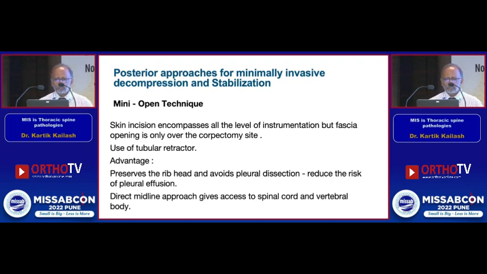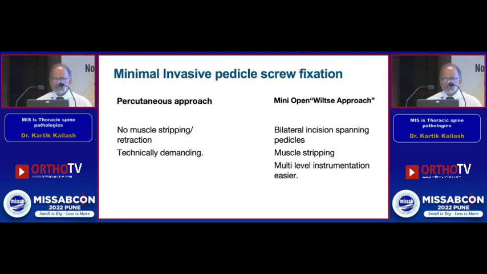Posterior approaches could be due to a mini-open technique, where you have instrumentation, but fascia opening is only over the corpectomy side. The tubular retractor is used, preserves the rib head and avoids pleural dissection, and reduces risk of pleural effusion as compared to that. So when you go on to pedicle screw fixations, again, everything is gone through on this.